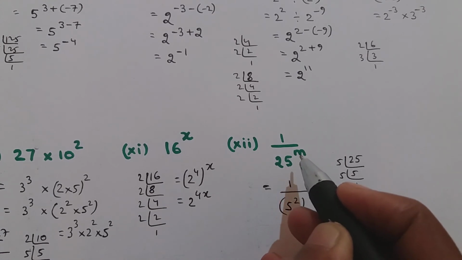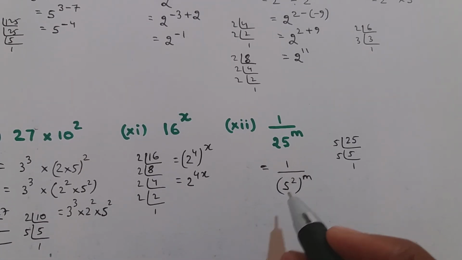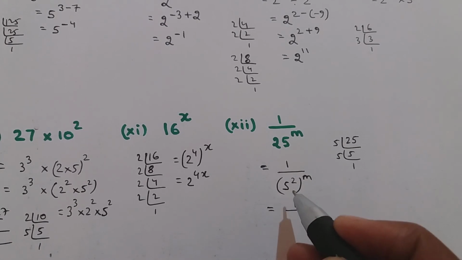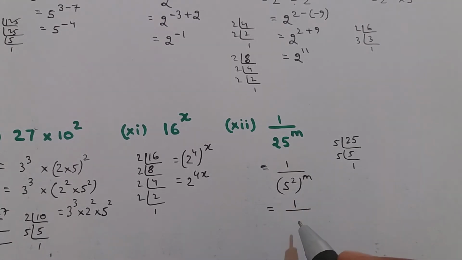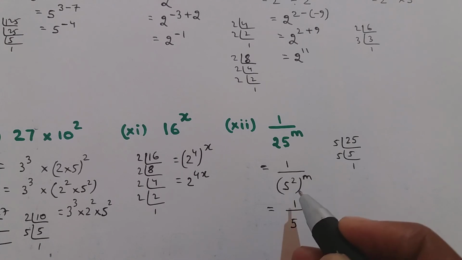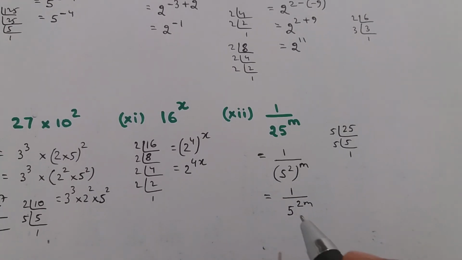Now 25 raised to the power m, I can write it as 5 square whole raised to the power m. So 1 upon 5 square whole raised to the power m. So that is 1 upon 5 raised to the power 2 into m. We have to multiply these two powers. So 2 into m is 2m. So 1 upon 5 raised to the power 2m.